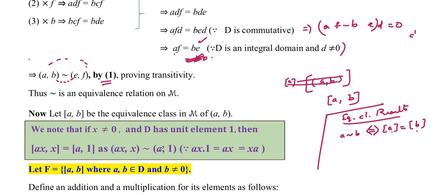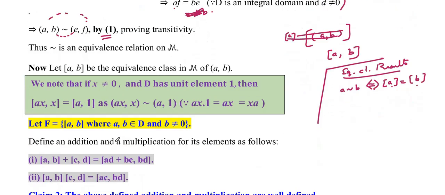Just check whether the elements are related. You have the element corresponding to this to be the ordered pair (ax, x), and this one to be the ordered pair (a, 1). Now this into this: ax into 1 must be equal to x into a. But ax into 1 is ax, and because D is commutative, you can write ax as xa. So these two are related. Because the elements are related, the corresponding equivalence classes must be equal.